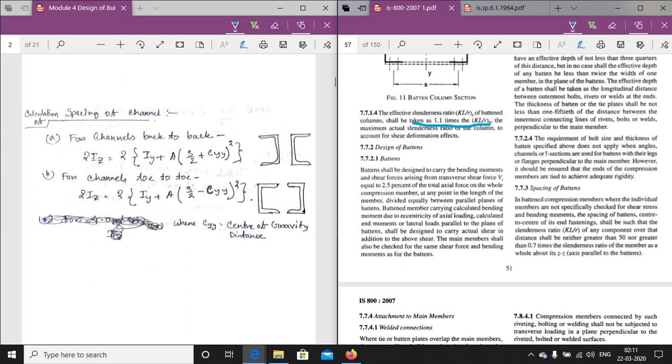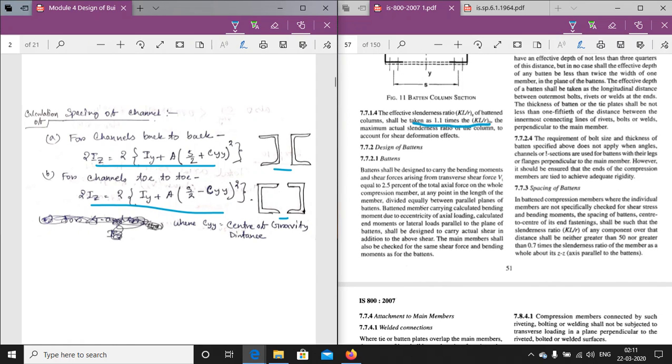Now after step 7, in a similar way as in the lacing system, the spacing of the two members will be selected. If there are two channels placed back to back like this, this formula will be provided. Now if there are four angles connected together, the formula will be somewhat different.